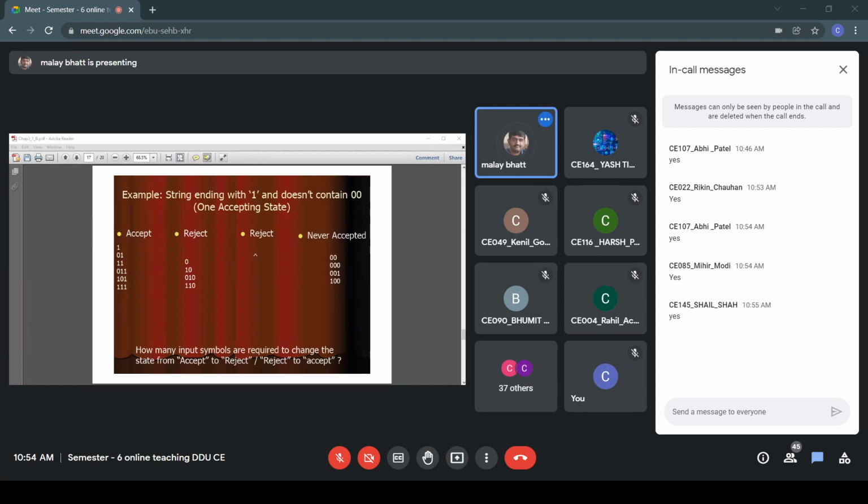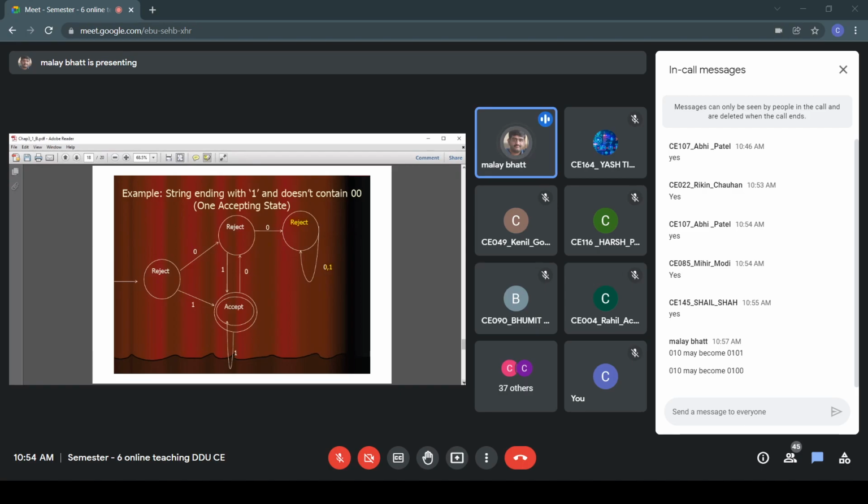0 1 0 may become 0 1 0 1 or 0 1 0 0. So from 0 1 0 we have two possibilities. Either it will become 0 1 0 0, so it will go to a dead state, or if it becomes 0 1 0 1, it will be accepted.